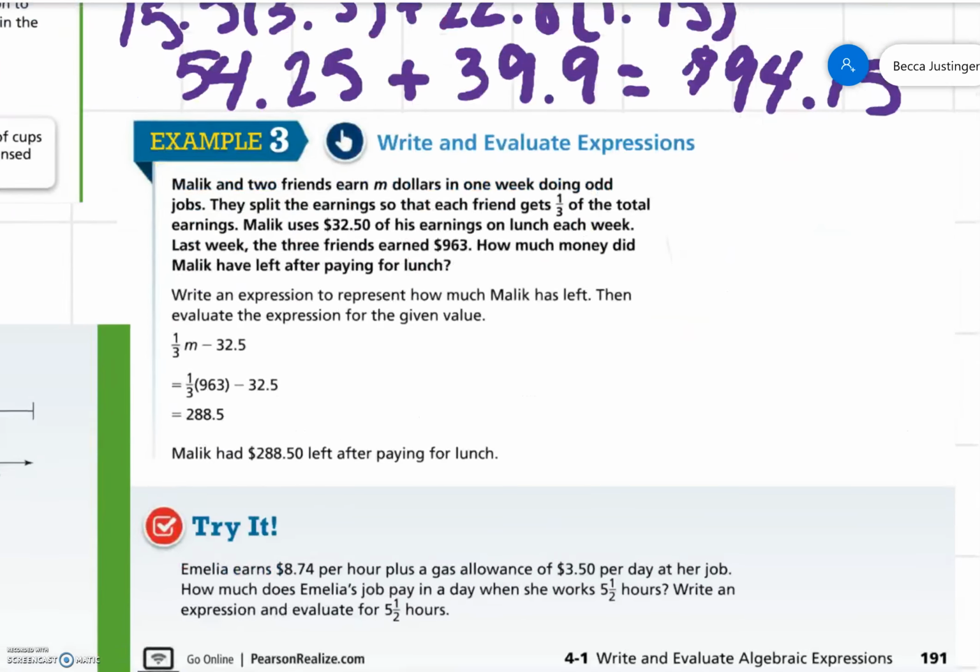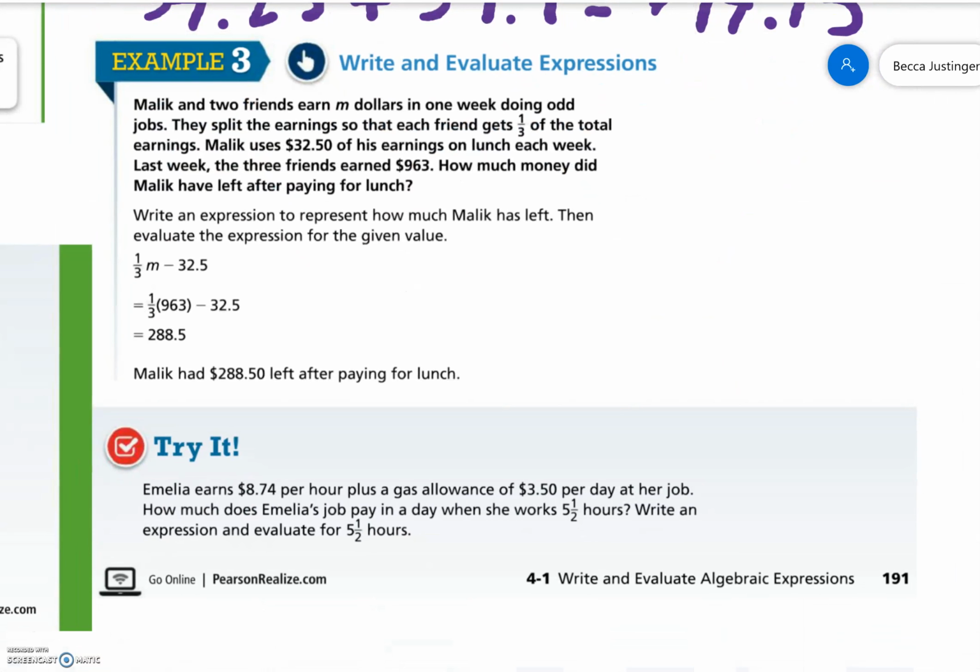Example number 3. Write and evaluate expressions. Malik and 2 friends earned M dollars in 1 week doing odd jobs. They split the earnings so that each friend gets 1/3 of the total earnings. So each person gets 1/3. Malik uses $32.50 of his earnings on lunch each week. Last week, the 3 friends earned $963. How much money did Malik have after paying for lunch? Write an expression to represent how much Malik had left. Then evaluate the expression for the given value.